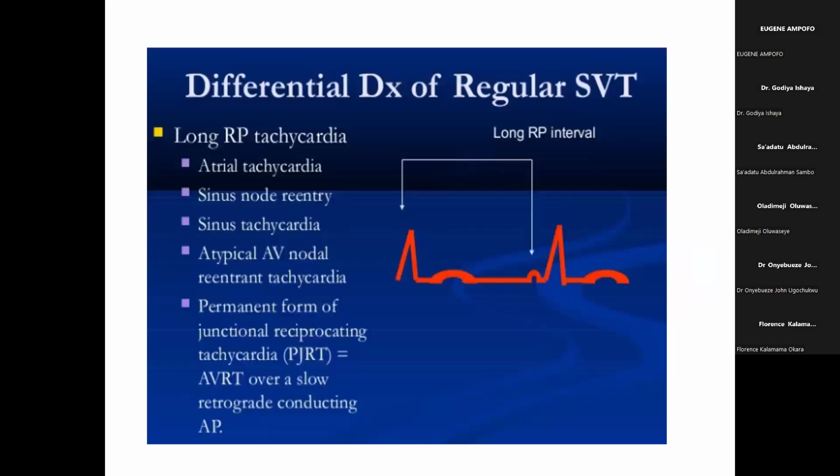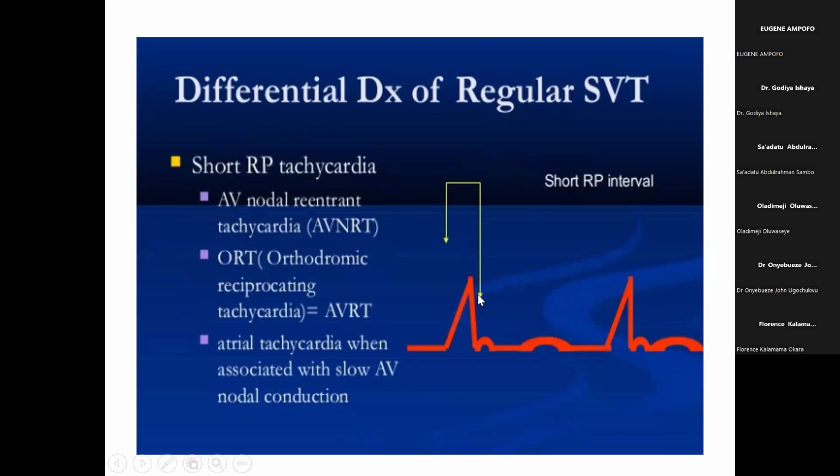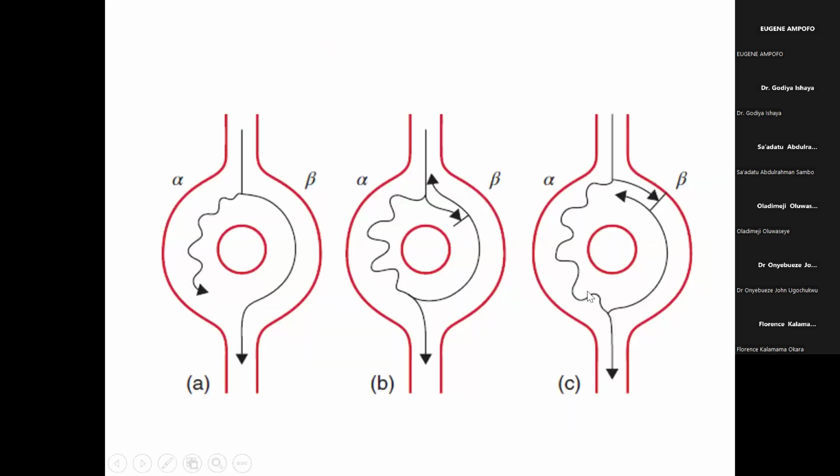Remember, we said the typical AVNRT will have a short RP interval, right? And we explained the reason is that this patient has a fast-slow pathway. It simply means that when you are depolarizing the ventricle through the slow pathway, the fast pathway has taken the current up quickly to depolarize the atrium. So the time you are depolarizing the ventricle, the fast pathway has also gotten to the atrium to depolarize it. That means you are depolarizing the atrium and the ventricle at the same time. Do you get that? I need everybody to get this short RP interval because it's the sweetest part of EP.